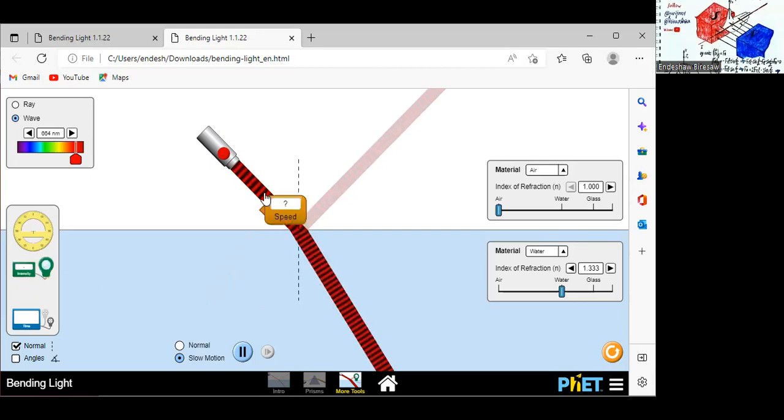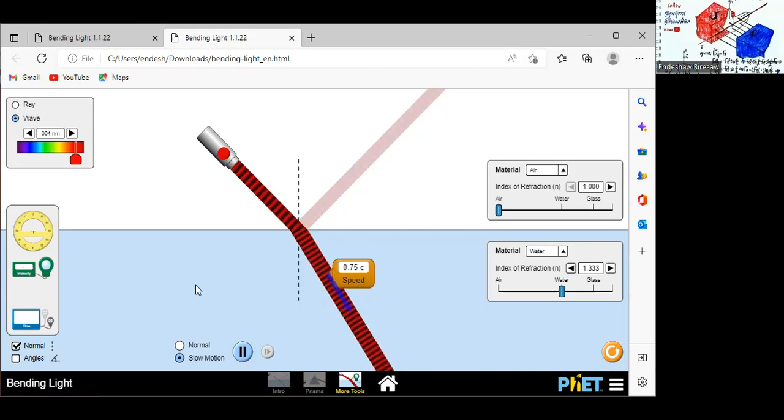Before refraction, this wave has 1c. It means 3 times 10 to the power of 8 meters per second. After refraction, have you seen? There is 0.75c, which means 0.75 times 3 times 10 to the power of 8 meters per second. It is decreased. Yes, the speed of light will be decreased after moving through the water medium.